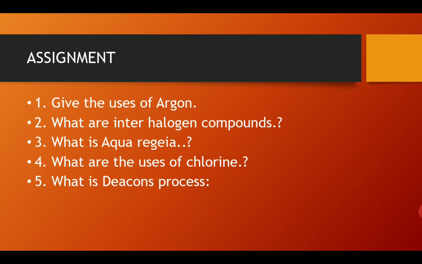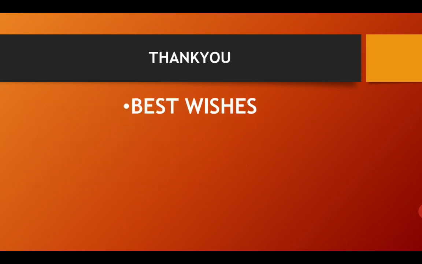Then some of the assignments given. Give the uses of argon. What are interhalogen compounds? Then another important question is, what is aqua regia? How will you prepare it, what is the composition, and what is the use? What are the uses of chlorine? Very important. And then another very important process, what is Deacon's process? Using Deacon's process, what are you going to prepare? Let us see all these things in your assignment notebook. You please write it down in the notebook. With that, this lesson number 3 is over.